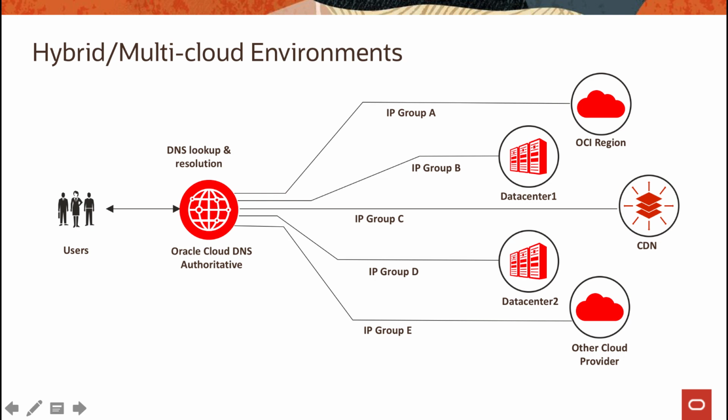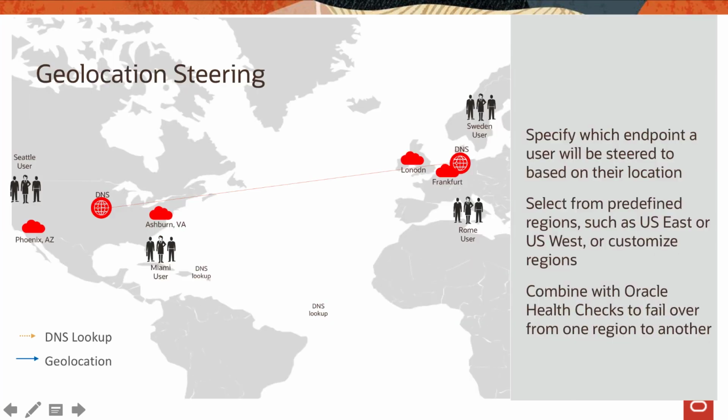Very commonly, we also see that as applications are moving towards the cloud, you have hybrid or multi-cloud environments, and you want to segregate your traffic based upon the IP group of your individual clients. So you can definitely do so using the traffic management steering policies as well.